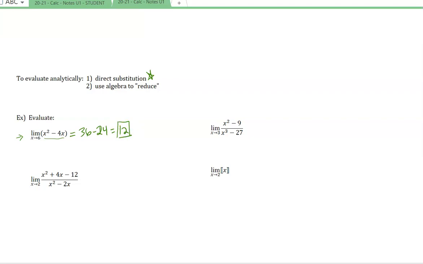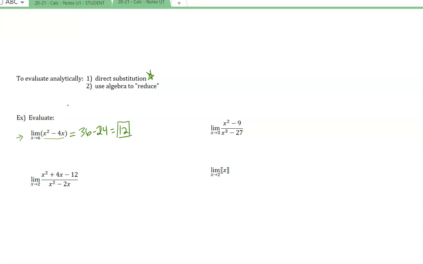Now, could we check that by plugging in like 5.99 or 6.0001? Yeah, we can, but we can say with some confidence that x squared minus 4x doesn't have anything funky happening at x equals 6. On the other hand, it is very unlikely that a limit we are asked to evaluate is going to be quite so easy, because the goal is usually to be able to do some of the more complicated things, which is why we have our second option here.